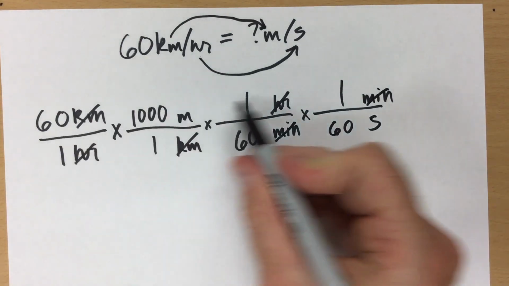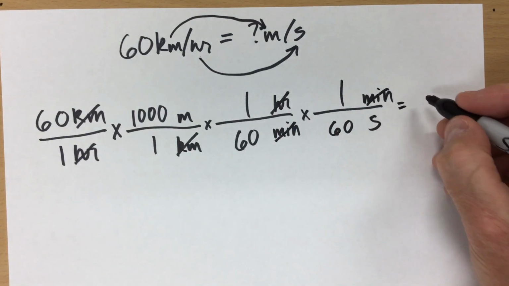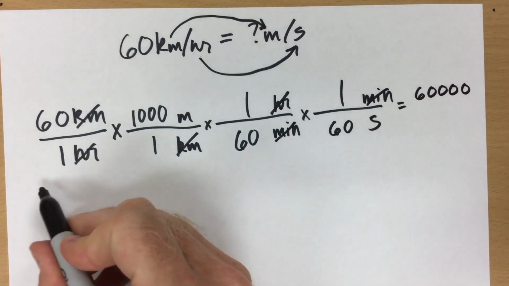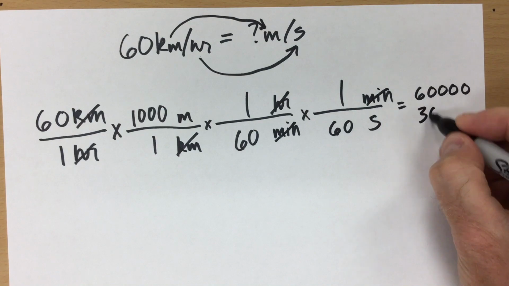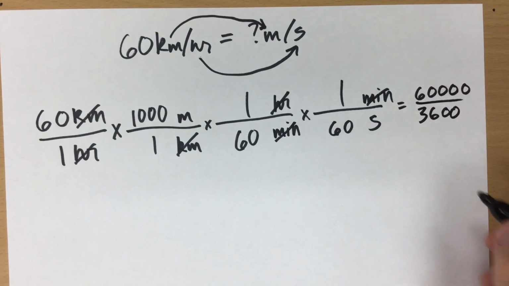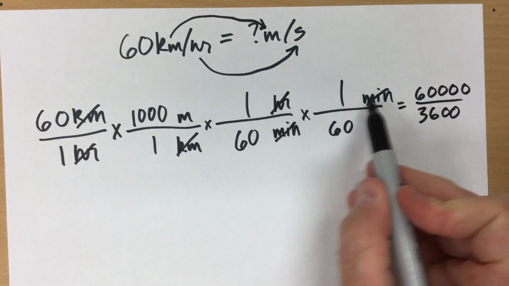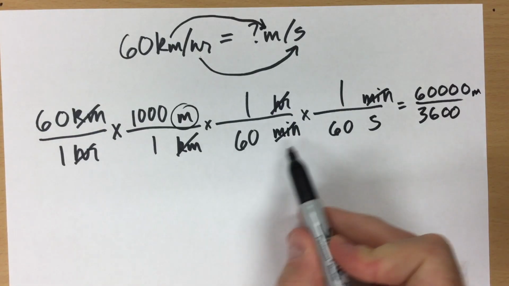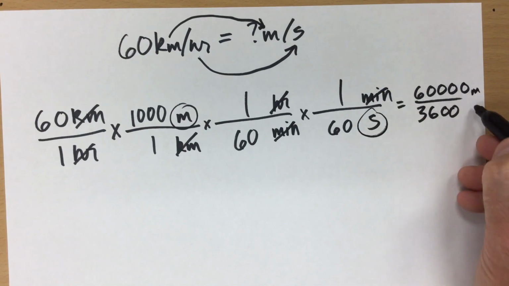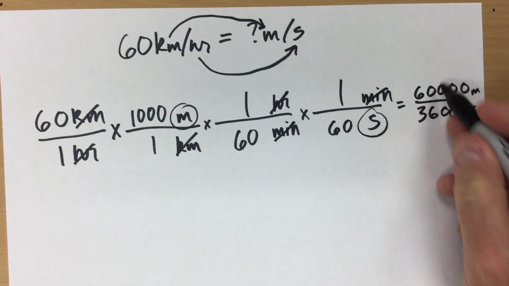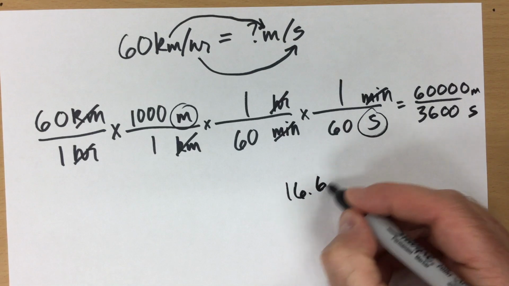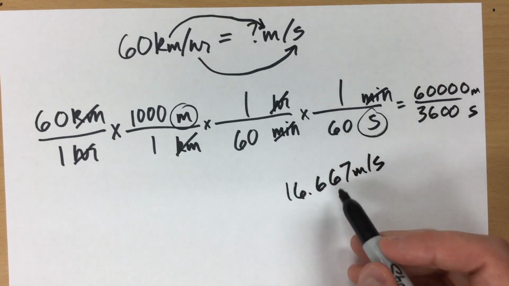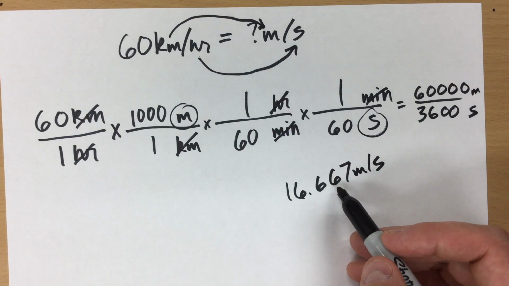So now I multiply everything through on the top and end up getting 6, 0, 0, 0, 0. I multiply everything through on the bottom. I get 3, 6, 0, 0. I look at all the top units. Canceled, canceled, canceled. We just have meters left. I look at all the bottom units. Canceled, canceled, canceled. Just the seconds left. And I can divide those two. And when I divide those two numbers, I get 16.667 meters per second.